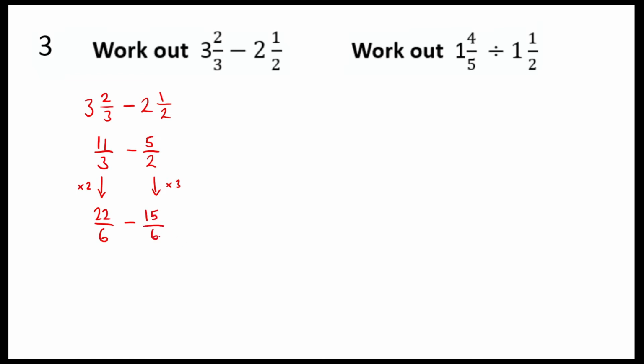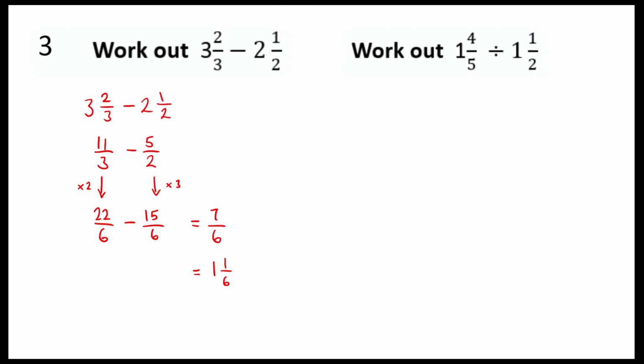for my second. And now, because I have a common denominator, I can simply subtract 22 from 15 to get 7, and my denominator stays the same. So my answer is either 7 over 6, or I can write that as 1 and 1/6 if I want to put it back as a mixed number.